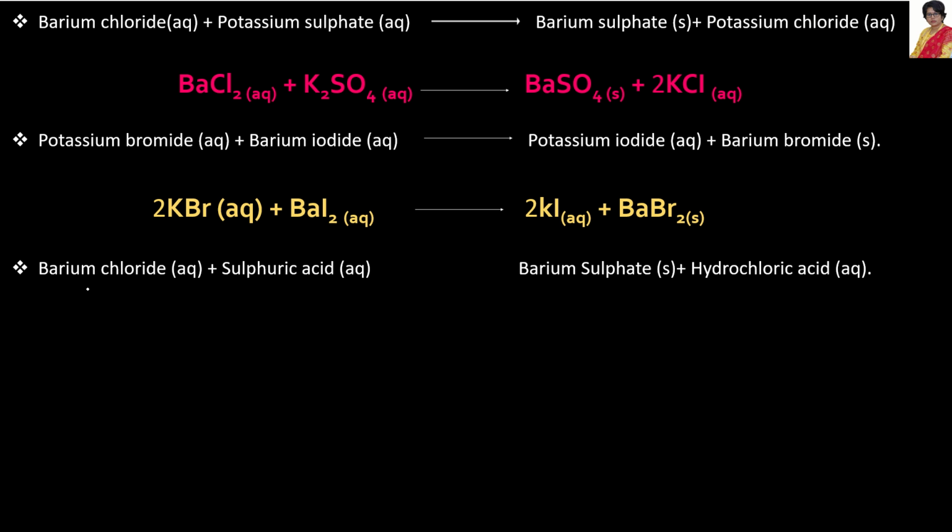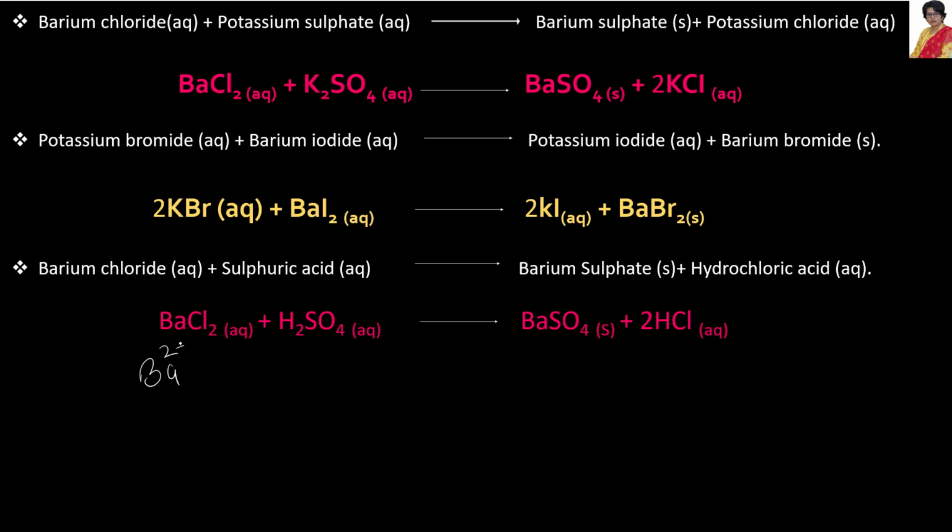Next example, barium chloride in aqueous solution reacts with sulfuric acid. We will get barium sulfate and hydrochloric acid. BaCl2 will dissociate into Ba2 plus and Cl minus ions, and sulfuric acid into H plus and SO4 2 minus ions. So there is an exchange of ions between the reactants and we will get barium sulfate solid, which is insoluble in the aqueous solution, and hydrochloric acid.